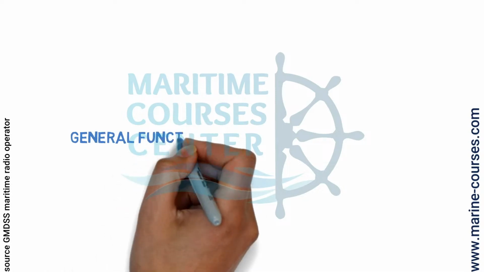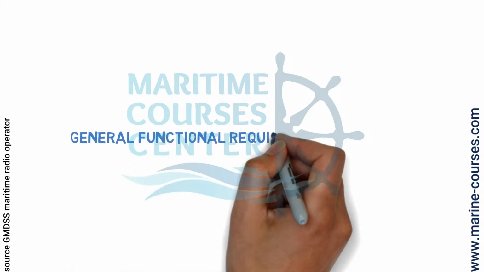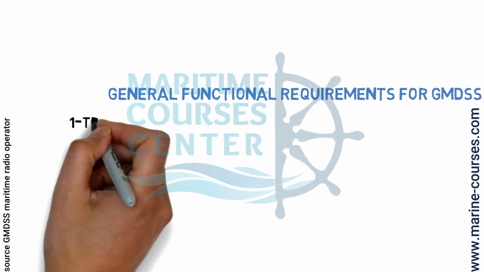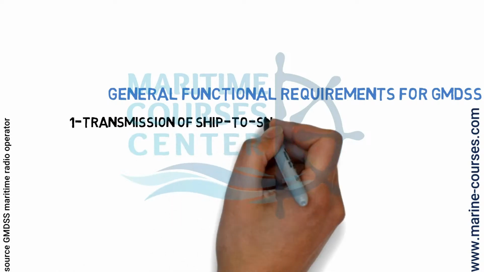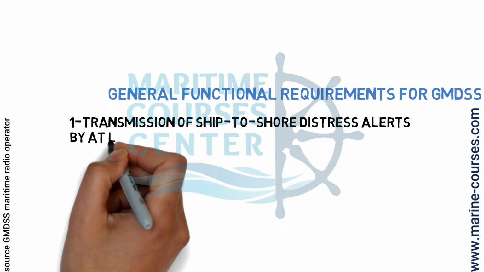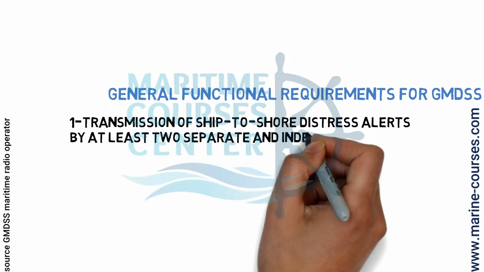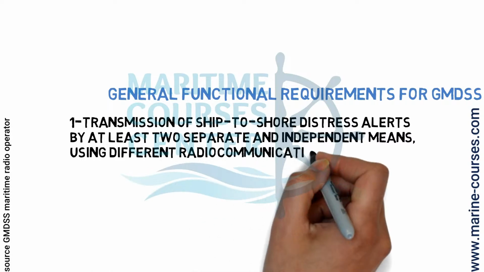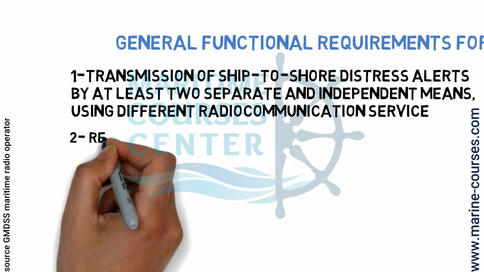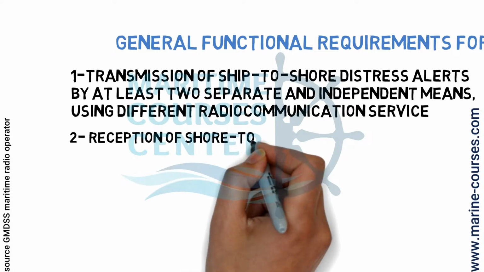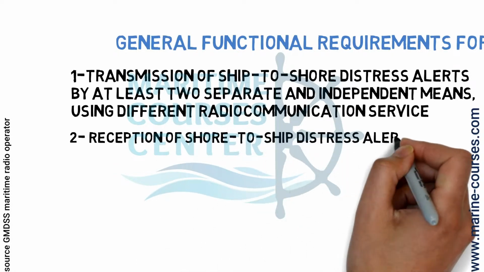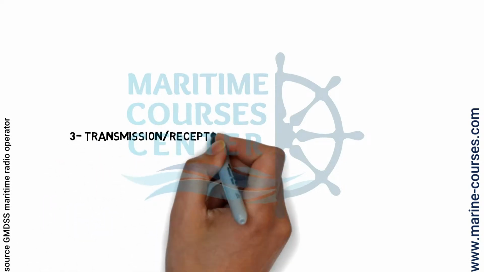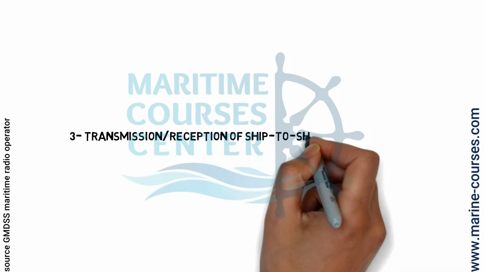Now we're going to talk about general functional requirements for GMDSS. 1. Transmission of ship-to-shore distress alerts by at least 2 separated and independent means using different radio communication services. 2. Reception of shore-to-ship distress alerts. 3. Transmission or reception of ship-to-ship distress alerts.